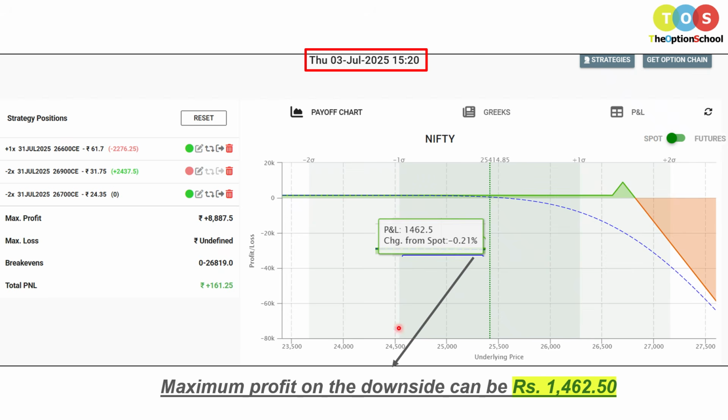So as seen in the payoff diagram, the maximum profit on the downside move of the market, which was earlier only 135 rupees, now it became 1462 rupees, which is much better than that 135 rupees. This is very close to 1% because this kind of a trade would take somewhere close to 1.6 lakh rupees.